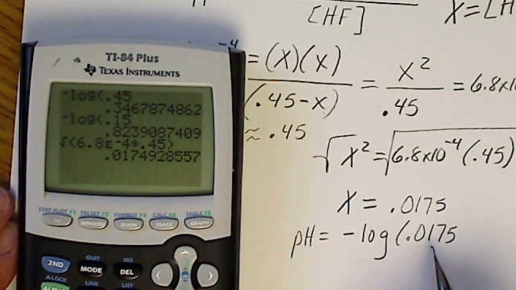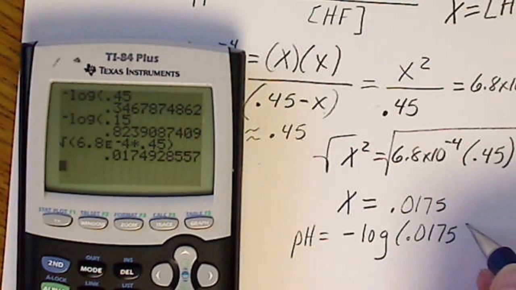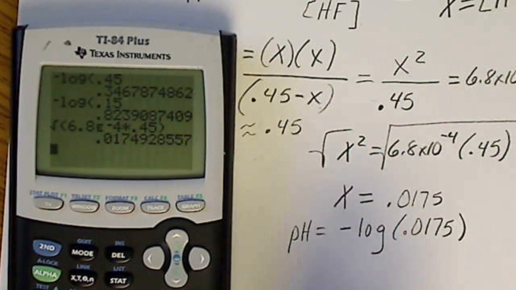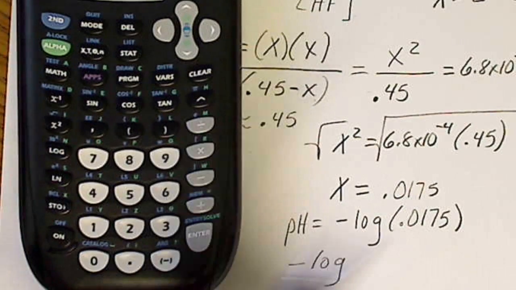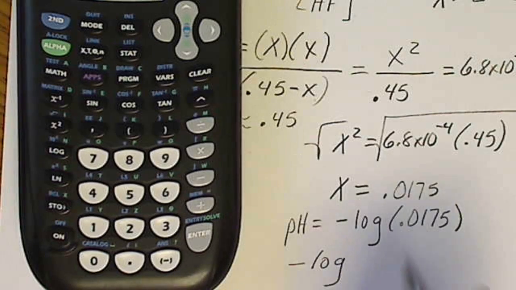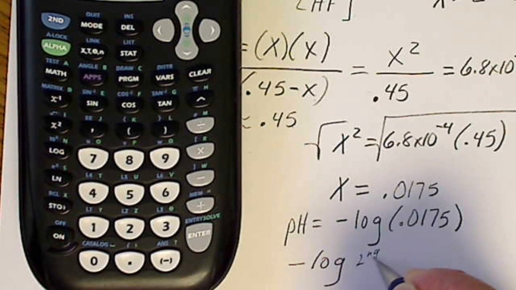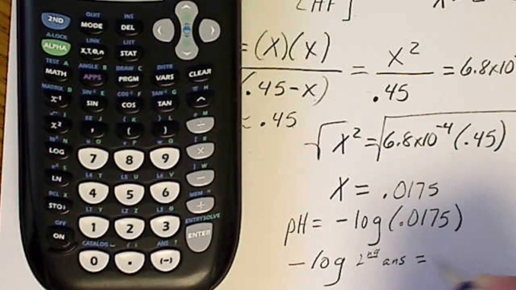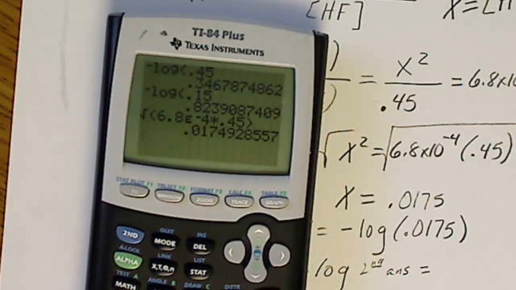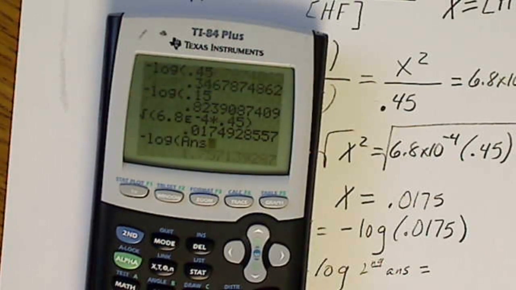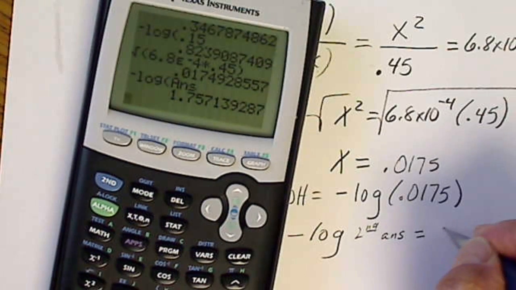I'm going to leave this number in the calculator. So I'm writing this down just to show what's happening. When I do this, I'm going to take the negative log, and then I'm going to hit the second key and this key down here, that's the answer key. So I'm going to take the negative log of the second answer so that I don't have to round this number. So I take the negative log of my second answer, and I get 1. We'll round that to 76.